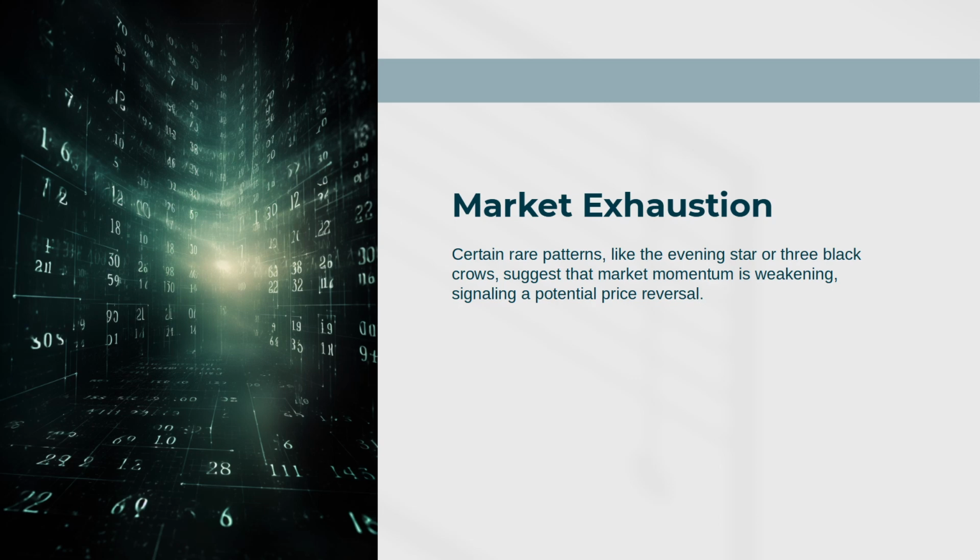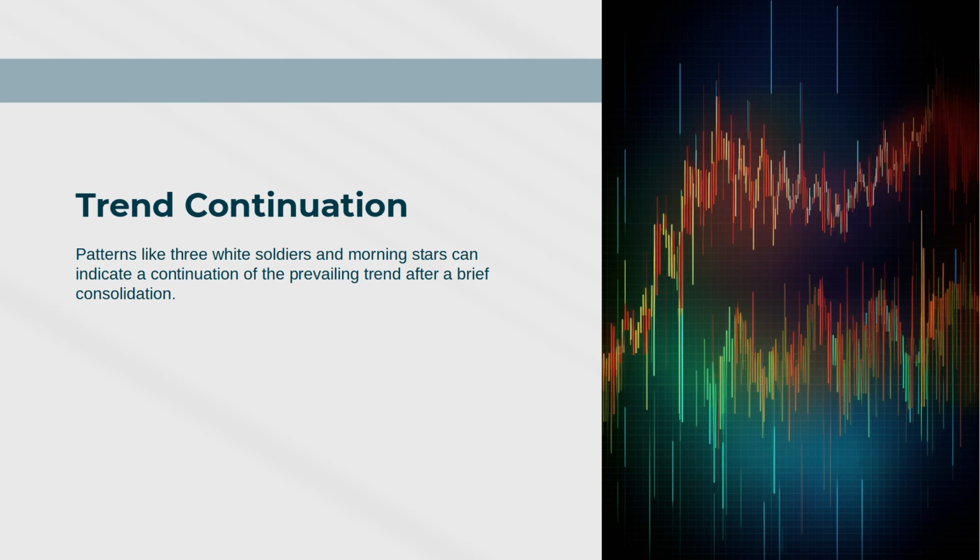Market exhaustion. Certain rare patterns like the evening star or three black crows suggest that market momentum is weakening, signaling a potential price reversal. Trend continuation. Patterns like three white soldiers and morning stars can indicate a continuation of the prevailing trend after a brief consolidation.